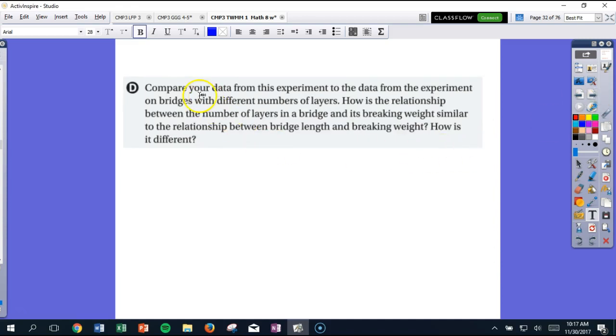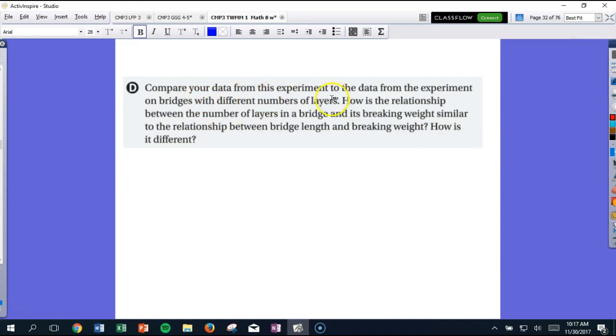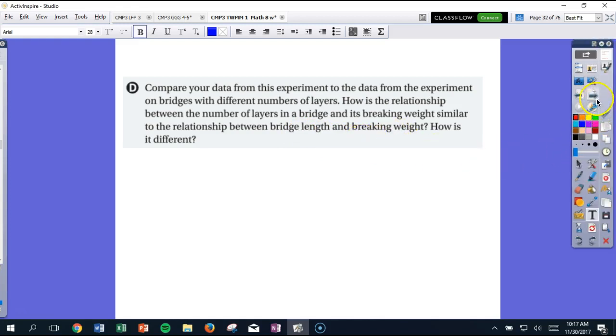And then finally, part D, compare your data from this experiment to the data from the experiment on bridges with different numbers of layers or thicknesses. How is the relationship between the number of layers on a bridge and its breaking weight similar to the relationship between bridge length and breaking weight, and how is it different? So it should be a fun comparison, figuring out differences between thickness and length. So good luck with that.